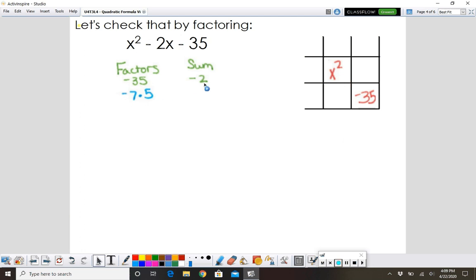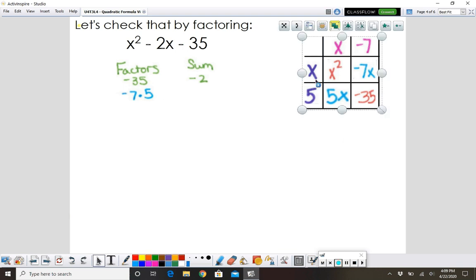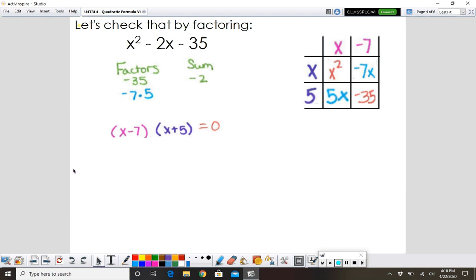If we add them up, we get negative 2. So what I'm going to do now, I'm not going to spend too much time factoring. I'm just going to finish off my box. I put my factors here. I look for my GCF. And what I find is my factored form is x minus 7 times x plus 5 equals 0. This should have an equal 0 up here.